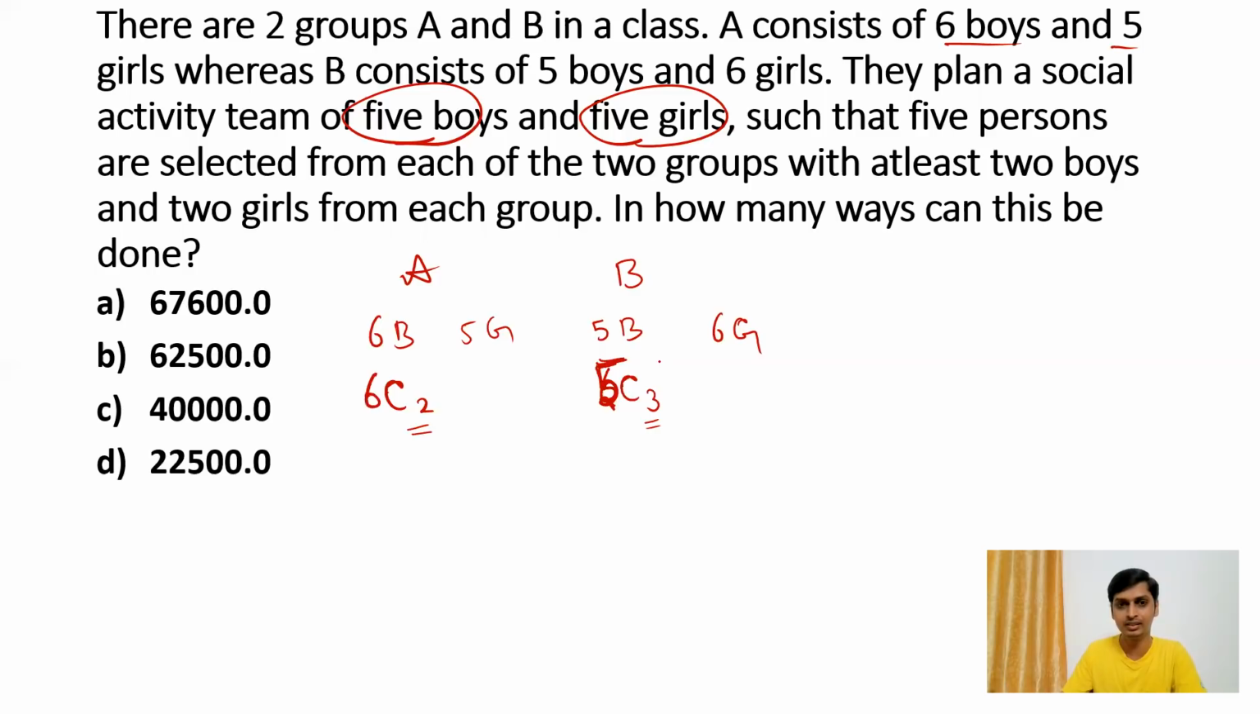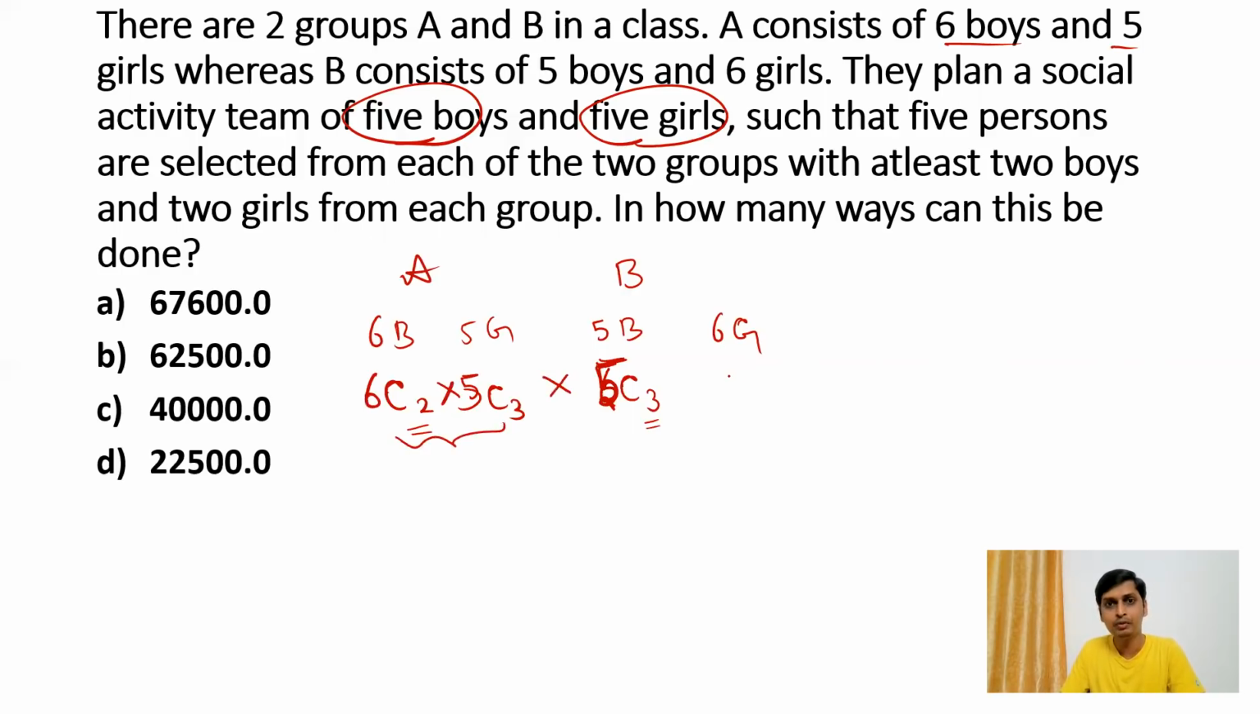Now you have to select girls. How many people did you select from team A? Only 2. So you have to select 3 more candidates, and you have to select only from girls. So from these 5 girls, select 3 girls. So totally you got 5 people.